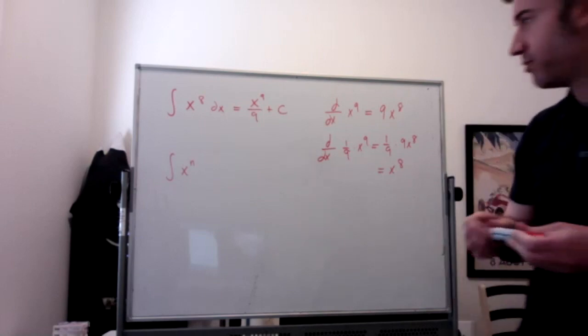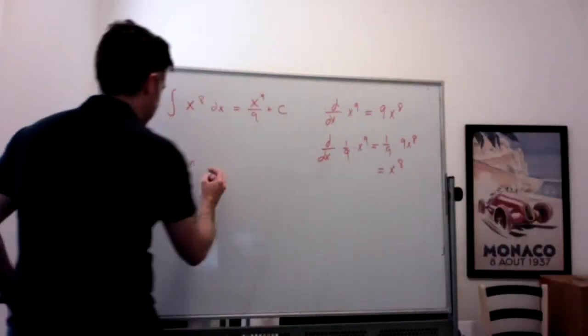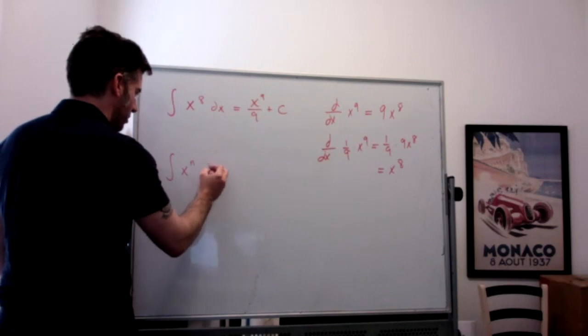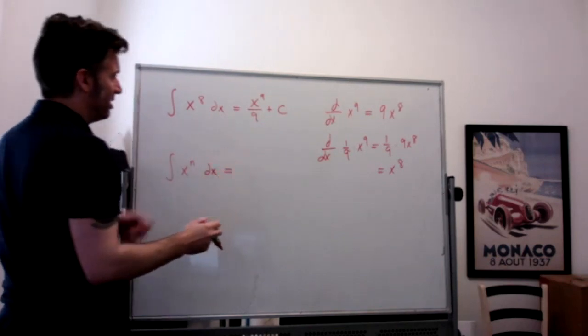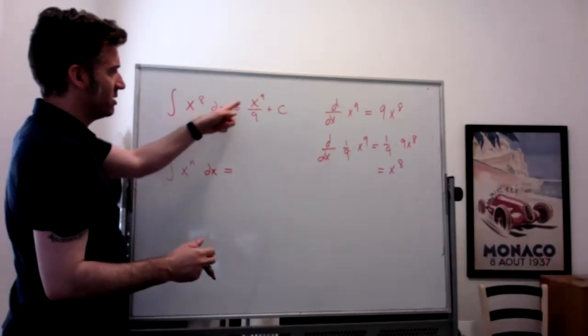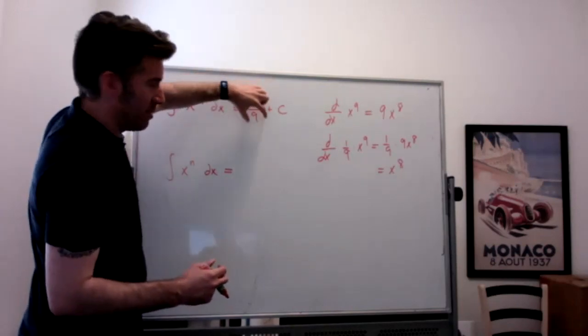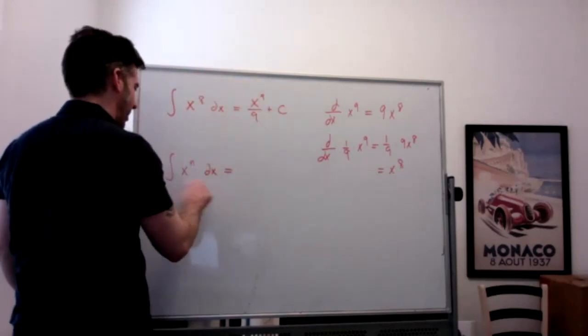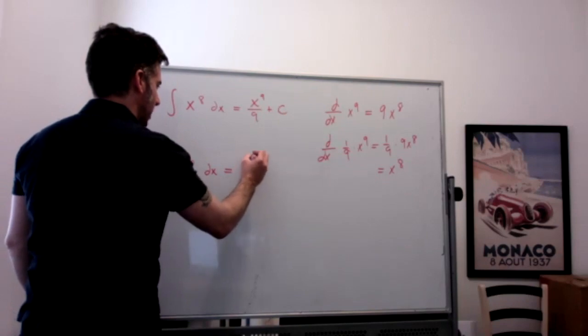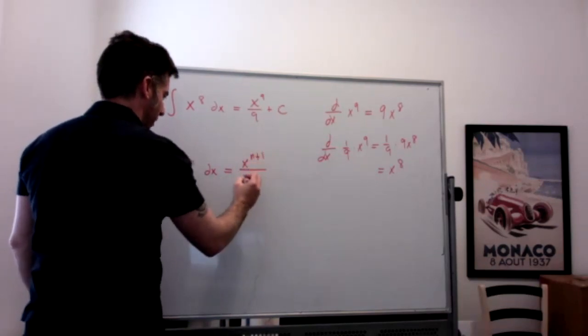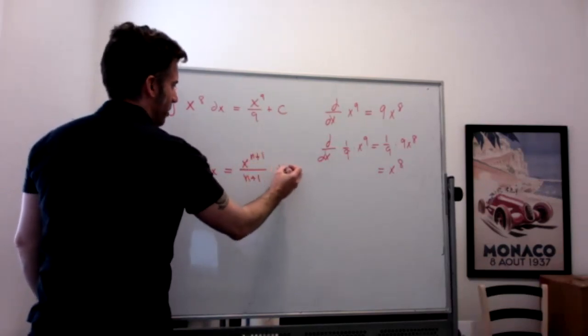Okay, so the antiderivative of x to the n is equal to, just like the antiderivative of x to the 8th was x to the 8 plus 1 divided by 8 plus 1, the antiderivative of x to the n is x to the n plus 1 divided by n plus 1, plus a constant.